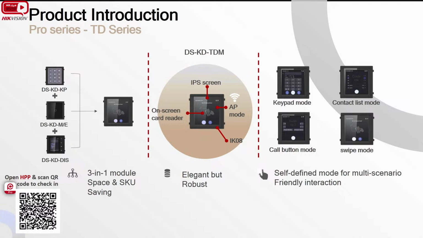If this is the call button, that means there are not many users or residents inside. We can press the button and call them directly. And for the swipe mode, it is used as the card reader mode. As we say, TDM and TDE, we have different kinds of card readers due to the frequency. So this is the product introduction for our indoor station and door stations.